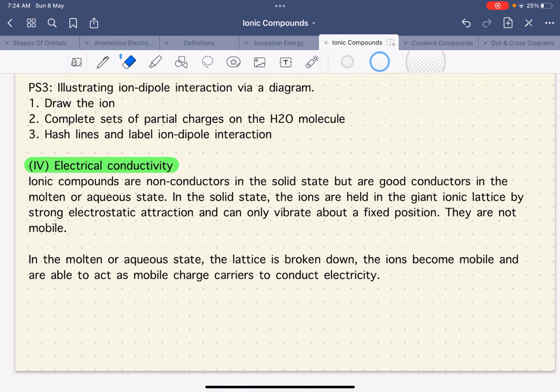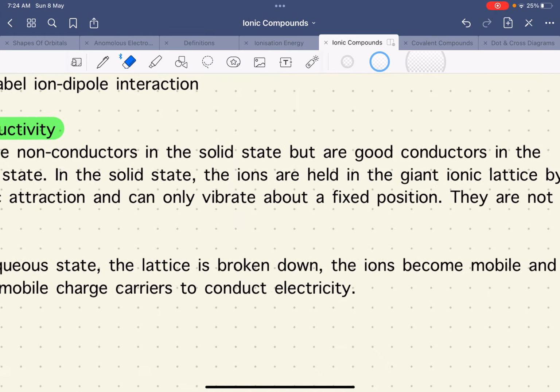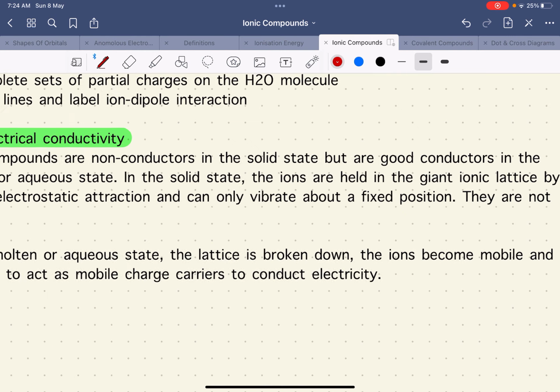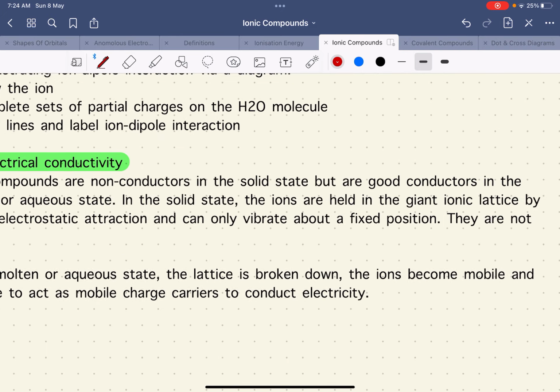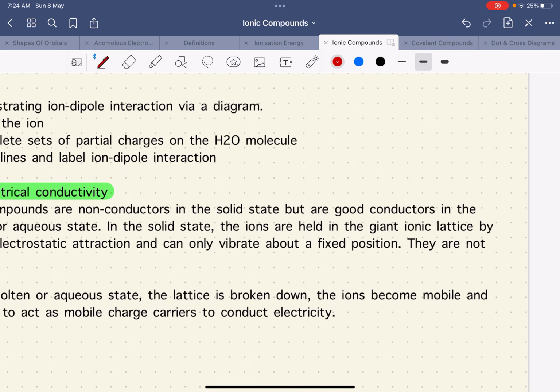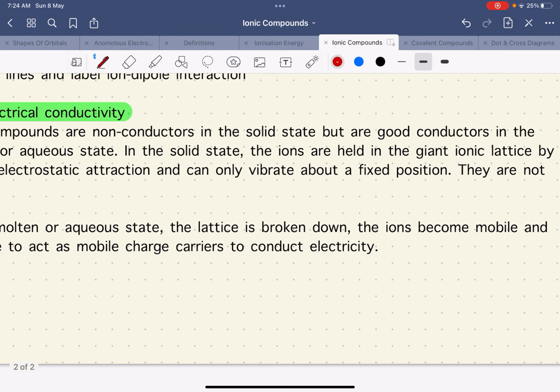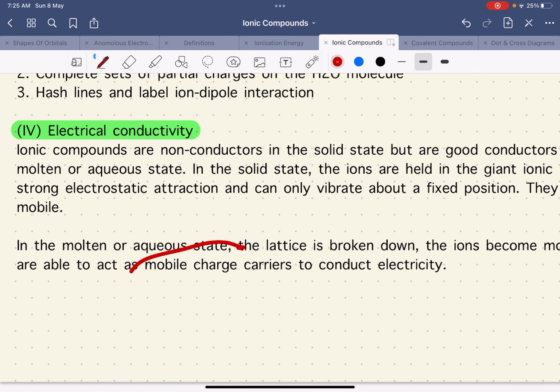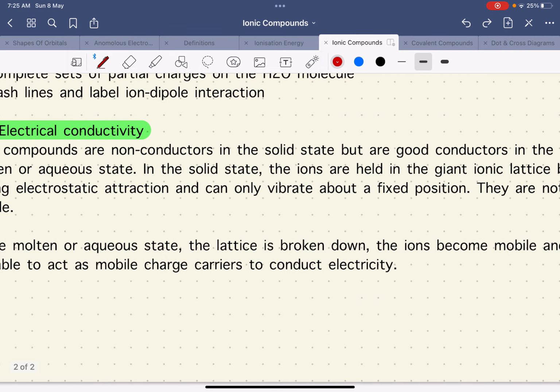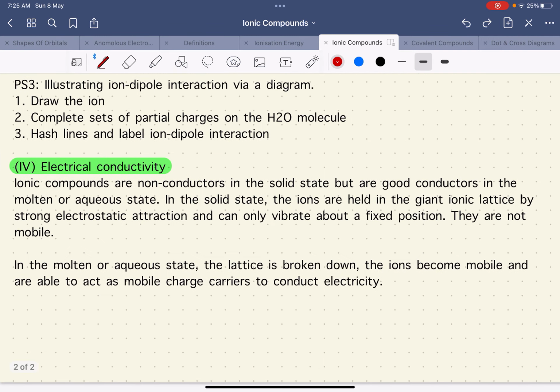Now let's look at electrical conductivity. Ionic compounds do not conduct in the solid state, but they are good conductors in the molten and aqueous states. In the solid state, the ions are held together in a giant ionic lattice by strong electrostatic forces and can only vibrate about fixed positions. They are not mobile. Whereas in the molten or aqueous state, the lattice is broken down, and the ions become mobile and are able to act as mobile charge carriers and conduct electricity.